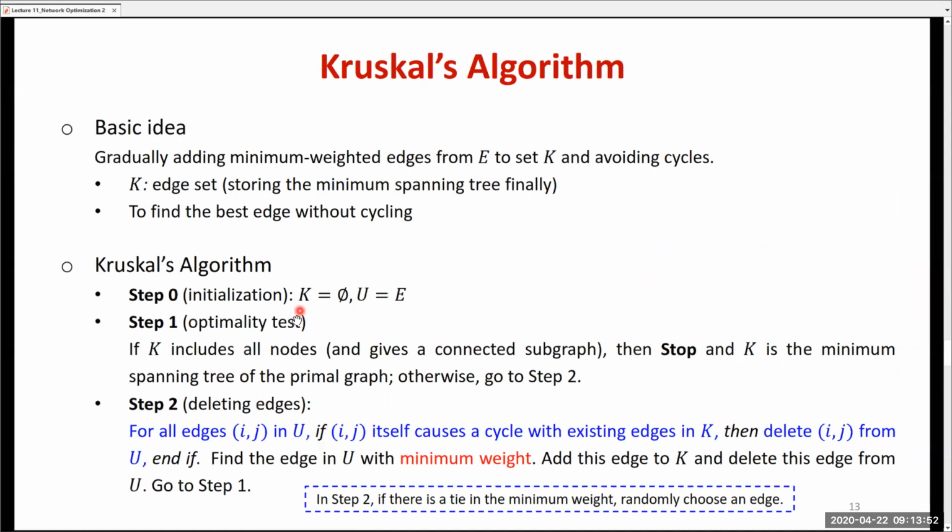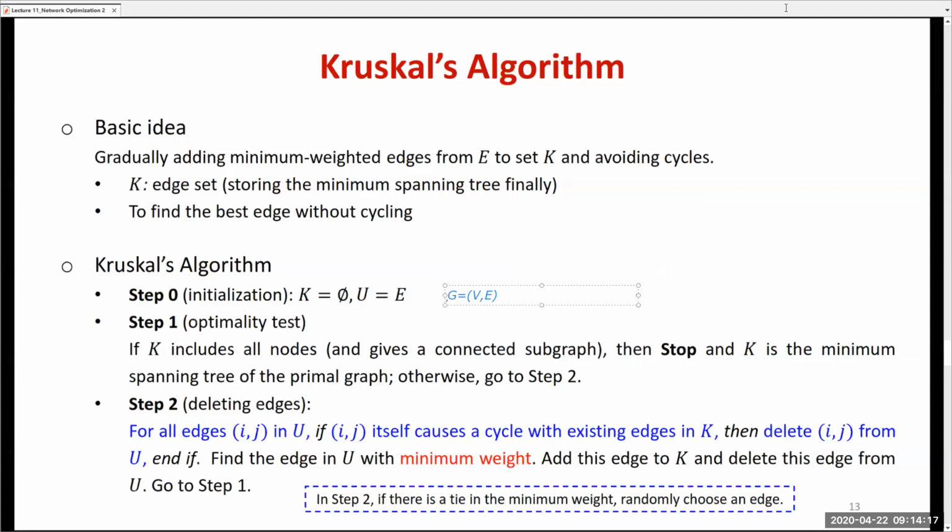First of all, I'm going to set K equal to the empty set and U equal to E, where E is the edge set of the graph. Remember, we have G equal to (V, E), where V is the index set of nodes and E is the edge set. Here we say edge because we consider an undirected graph.